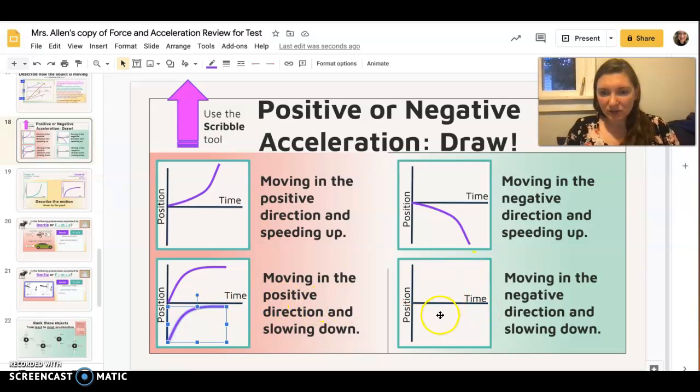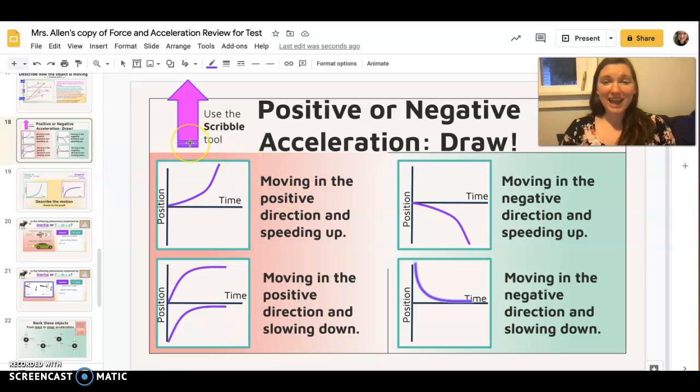So moving in the negative direction and slowing down. Let me draw this for you real quick. Okay, so this one is going to look like this. I always have to think about these. This takes some mental reasoning. Moving in the negative direction, so going down towards the negative direction and slowing down. And the reason I had to think about this is because this one can also look like this.